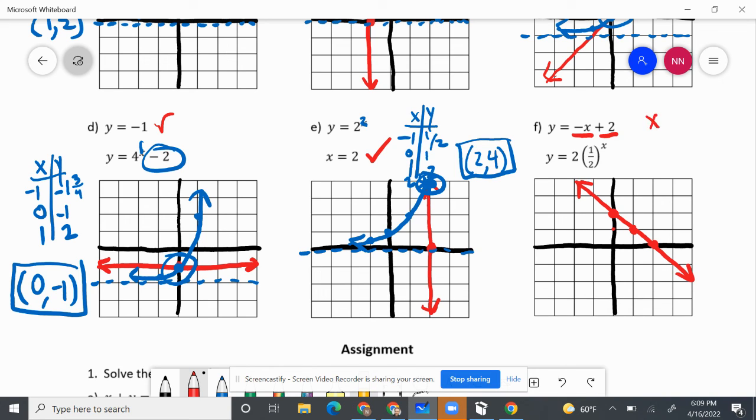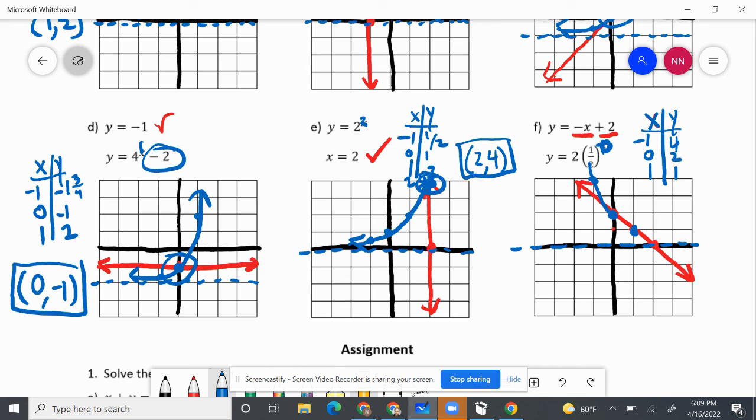Then for the next one, I'm going to use my ordered pairs -1, 0, and 1. -1, I flip the 1/2, so that would be 2 times 2, which is 4. Anything to the 0 power is 1. 1 times 2 is 2. And when I plug in a 1, it stays the same. 2 times a half is 1. I'm not adding or subtracting anything. That means my horizontal asymptote is at 0. So -1 and 4, I have 0 and 2, and 1 and 1.